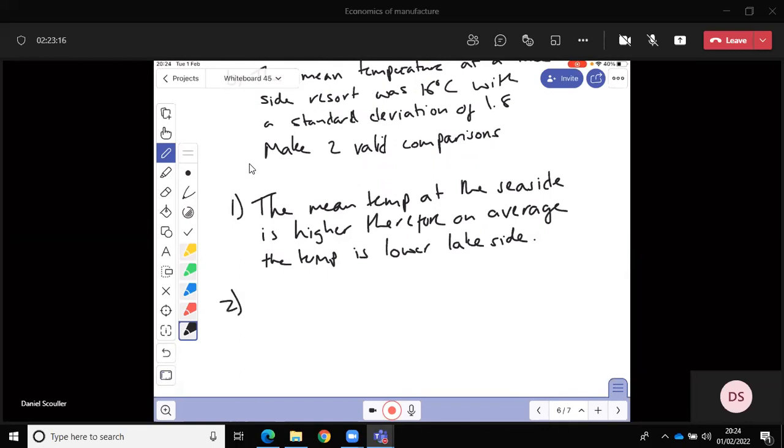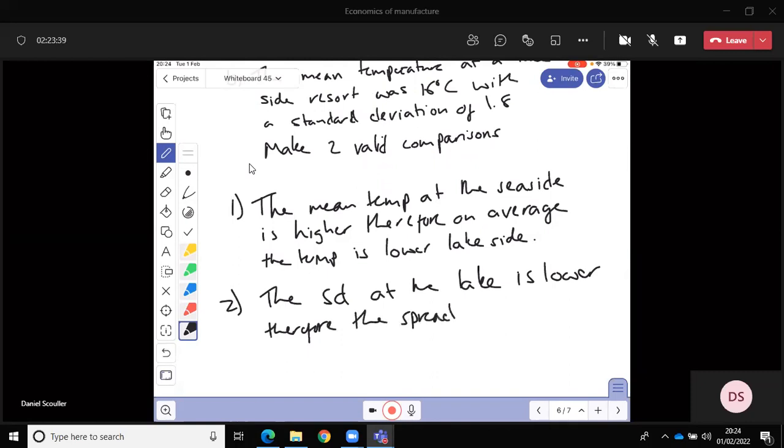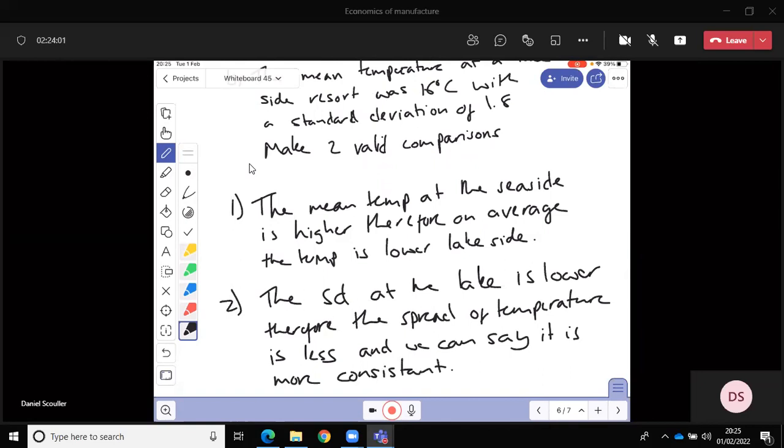Your second one would be to do with standard deviation. You're fine to refer to it as SD. The SD at the lake is lower, therefore the spread of temperatures is less, and you can say it is more consistent. Okay, so it sounds weird, but that's what it's looking for.